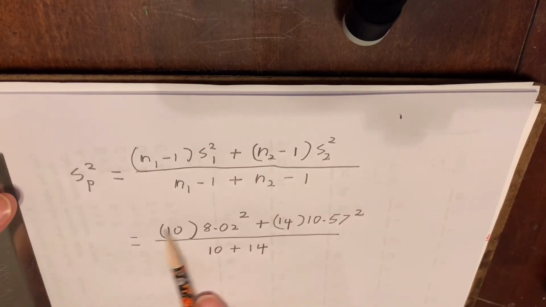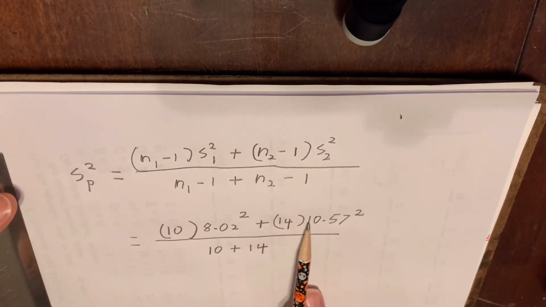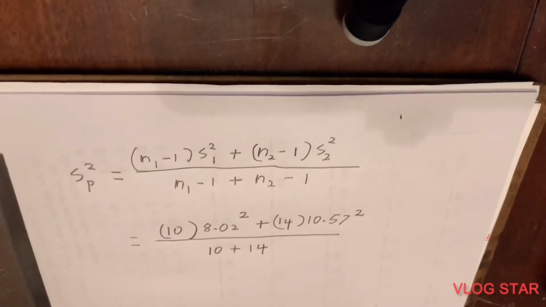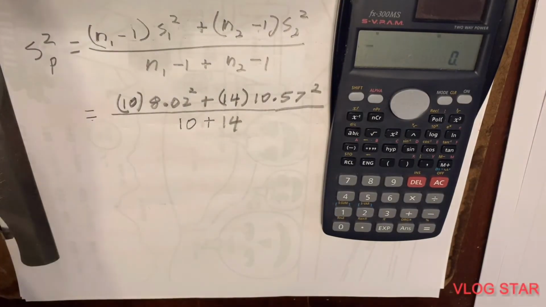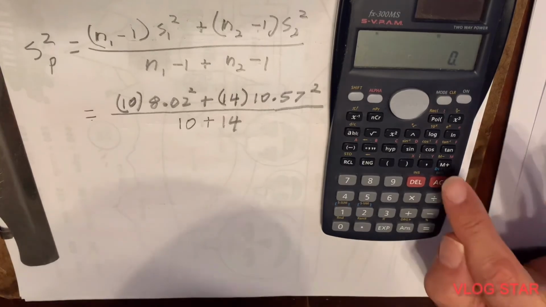And notice there's a 10 over here, there's a 10 over here, there's a 14 over here, there's a 14 over here. That's no accident. I hope you can see that's always going to be the case. So let's put this into the calculator and actually see what we get.